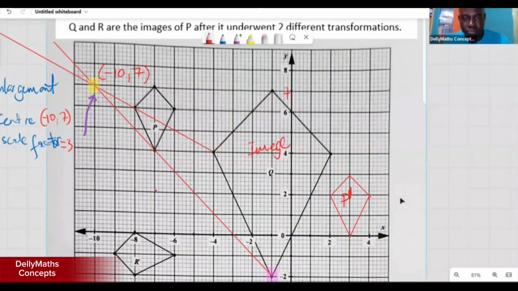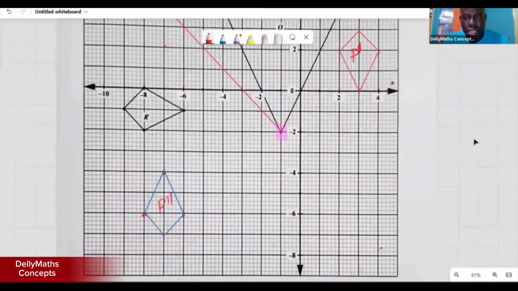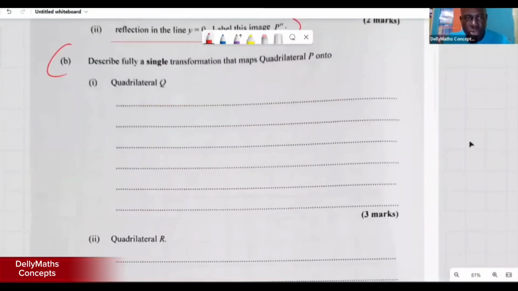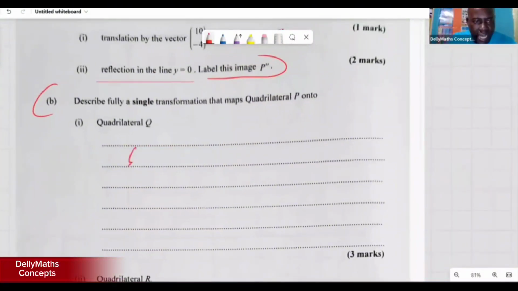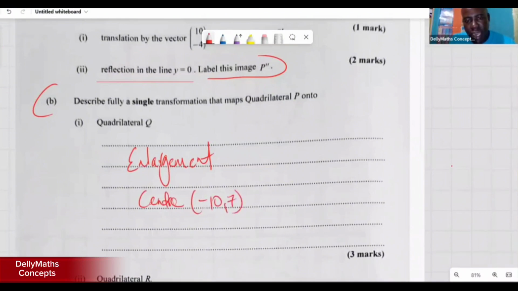So here it is. It's an enlargement with a center of -10, 7, scale factor 3. Let's write up that part of the solution. So this is an enlargement, and I could say that we have the center -10, 7, and that's scale factor 3, right?